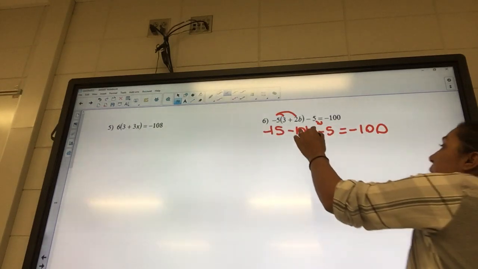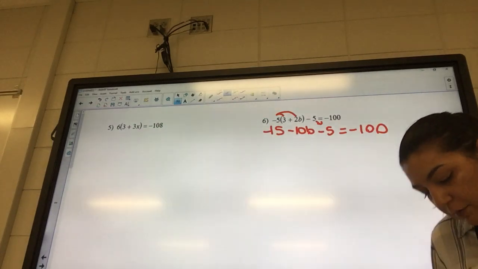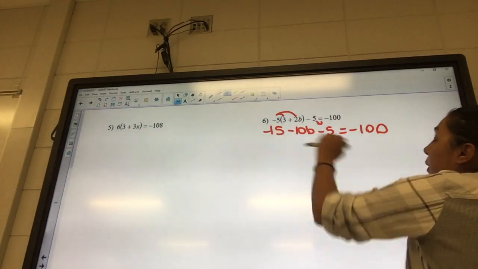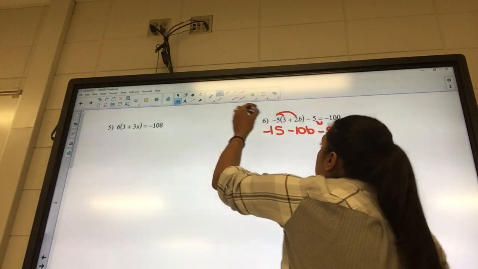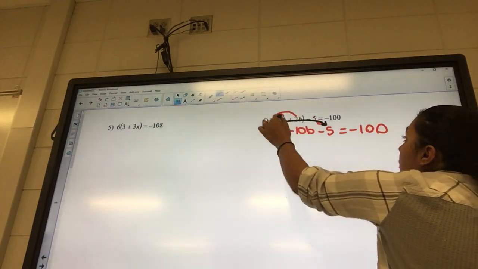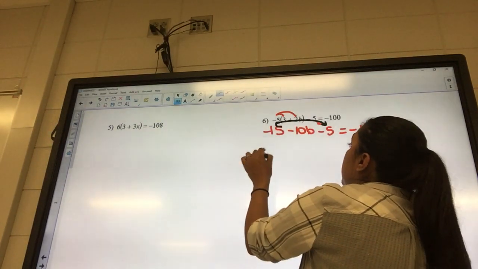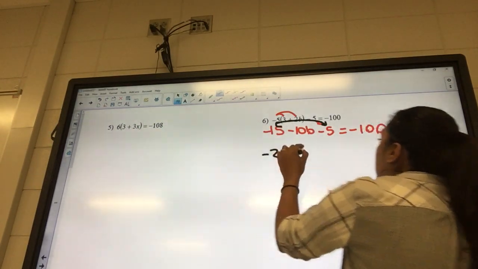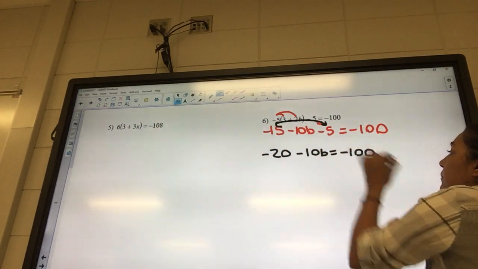Our next step is to combine like terms. So we're going to say, well, what can we combine? I got a number, something with a B, and another number. So the numbers I can put together. So negative 15 and a minus 5 is going to give us a negative 20 minus 10B equals negative 100.